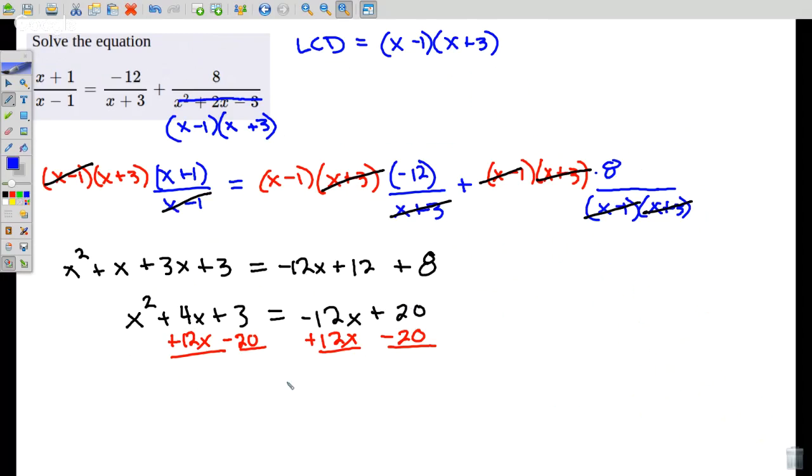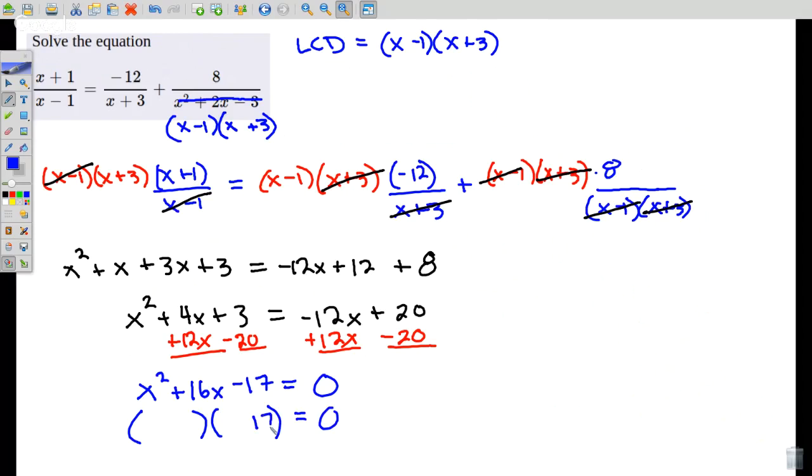20 minus 20 is a 0, so I have a 0 on the right. Other side, I'm going to have x squared. 12 and 4 is 16 on a good day. And 3 minus 20 is negative 17. And 17 only factors as 1 times 17, so this should be pretty easy.